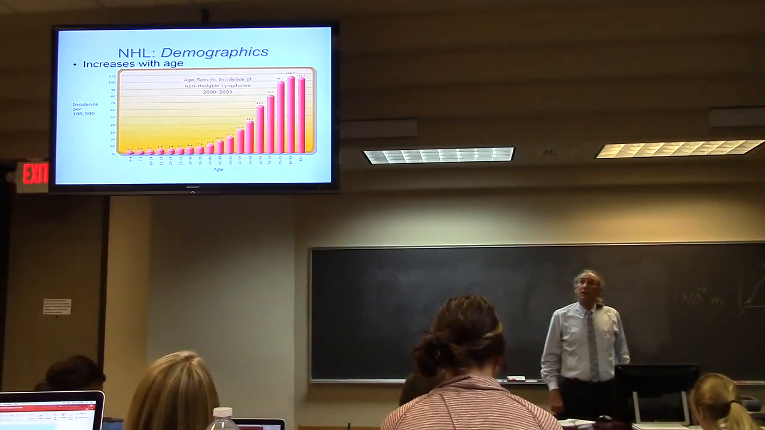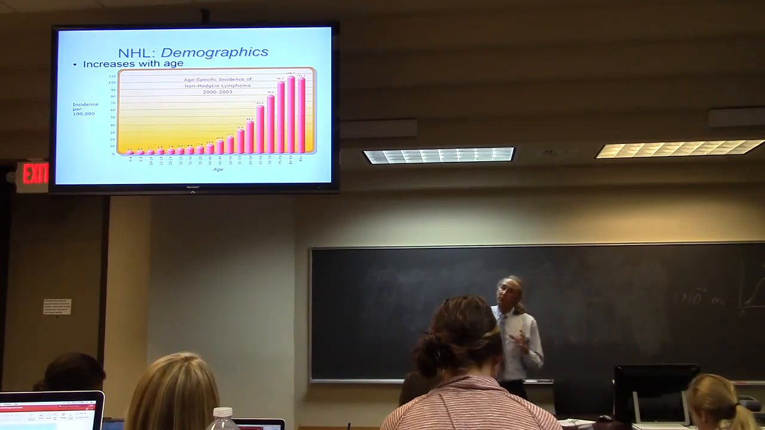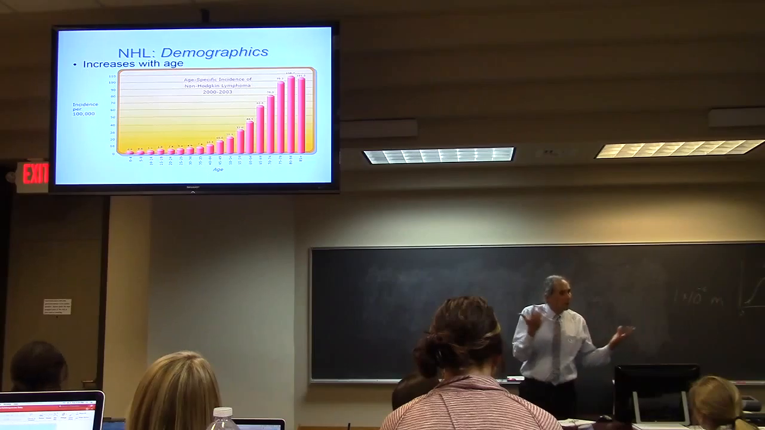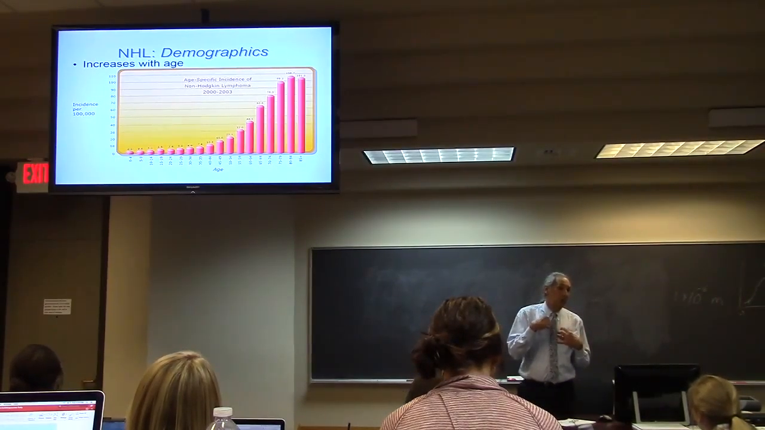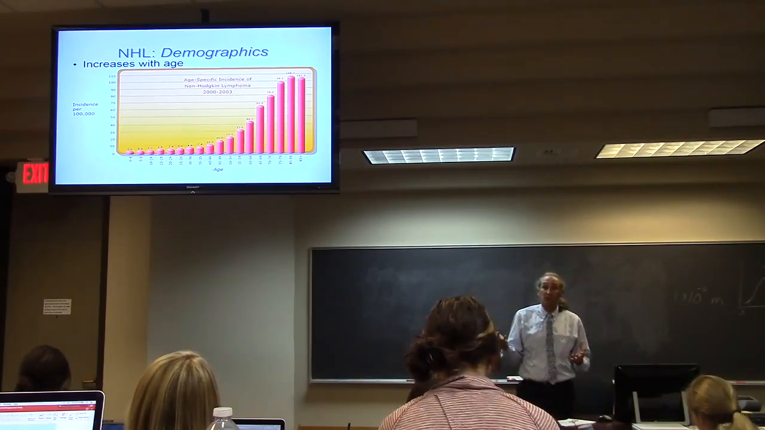So, again, non-Hodgkin's lymphoma is an age-related disease, even if you count all of them. They are an age-related disease. And think about that. Why is that? Well, my immune system is not as good as yours, and as we age, our immune system kind of poops out on us, and so you're more likely to get non-Hodgkin's lymphoma.